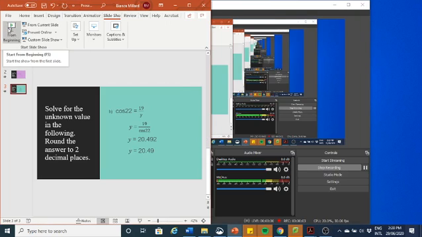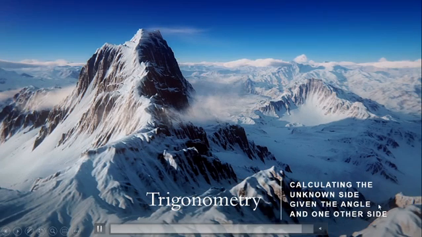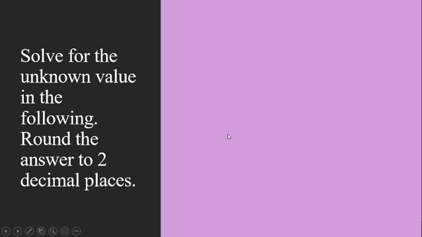Alright, so we are looking at trigonometry, calculating the unknown side, given the angle and another side. Solve for the unknown value in the following and round the answer to 2 decimal places. So we're given sin 48 is equal to x over 15.